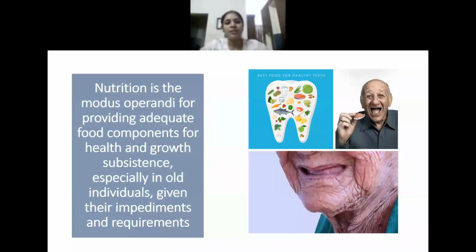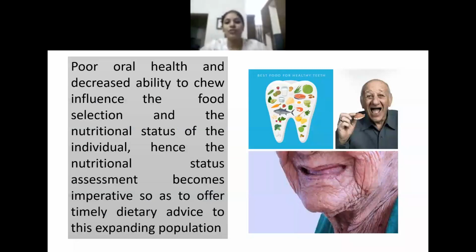Poor oral health and decreased ability to chew influence food selection, especially in our geriatric denture wearers, and the nutrition status of the individual. Hence nutrition status assessment becomes imperative so as to offer timely dietary advice to this expanding population. As Willett said, tell me what you eat and I will tell you what you are.